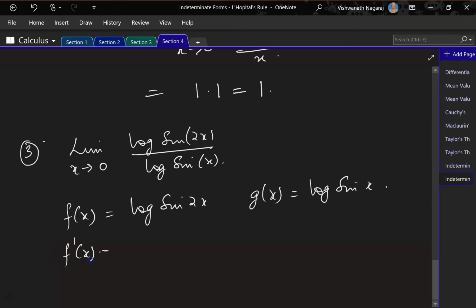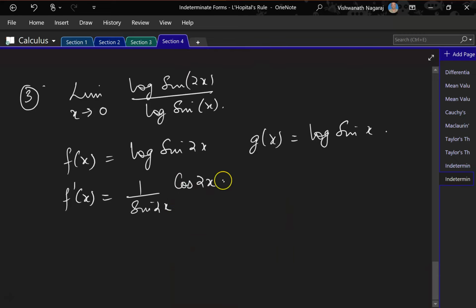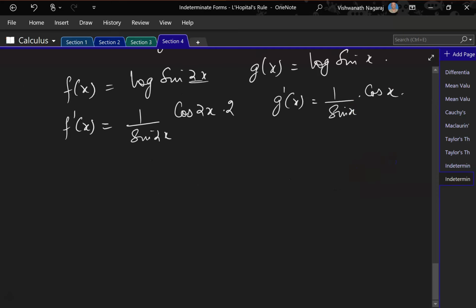So f prime of x would be 1 by sin 2x cos 2x, right, times 2, because we have to differentiate this as well. Okay, g prime of x would be 1 by sin x times cos x, right? Now let's just simplify it a little bit. Simplify in the sense, write it properly, cos 2x by sin 2x. This would be cos x by sin x.